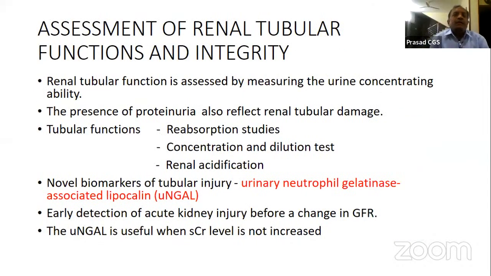Next, the assessment of renal tubular functions and integrity. Renal tubular function is assessed by measuring urine concentration ability, that is mainly the specific gravity. Tubular function is observed by reabsorption studies, concentration and dilution tests, and renal acidification. The novel biomarker for tubular injury is urinary neutrophil gelatinase associated lipocalin. It allows early detection of acute kidney injury before a change in GFR. Urinary neutrophil gelatinase associated lipocalin is useful when serum creatinine levels are not increased.